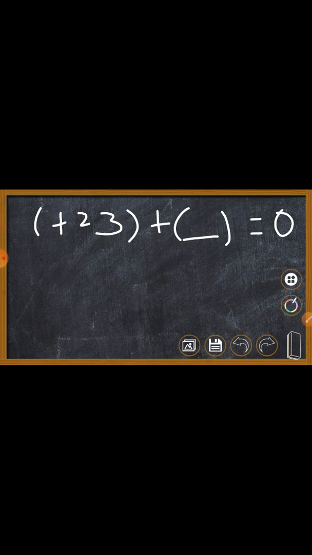So the first thing which you guys are going to do is remove the brackets. Okay, you don't need to keep the brackets. Write it down as plus 23 plus dash is equal to 0. That's it. Remove the brackets. Brackets are not necessary.